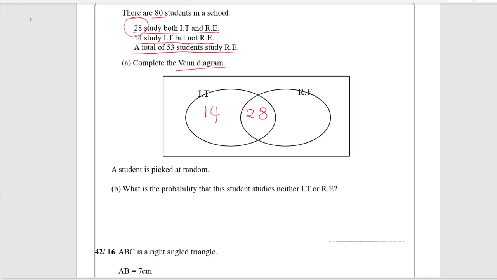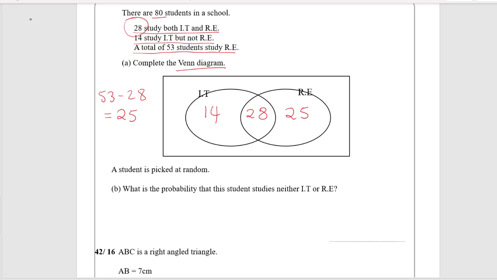Now RE, there are 53 students who study RE. Out of those 53, we know that we included the 28 over here. So we need to take away 28 from 53. So 53 take away 28 gives us an answer of 25. And over here we have 25 who study RE only. Now these three numbers do not add up to 80, so there are some leftovers.